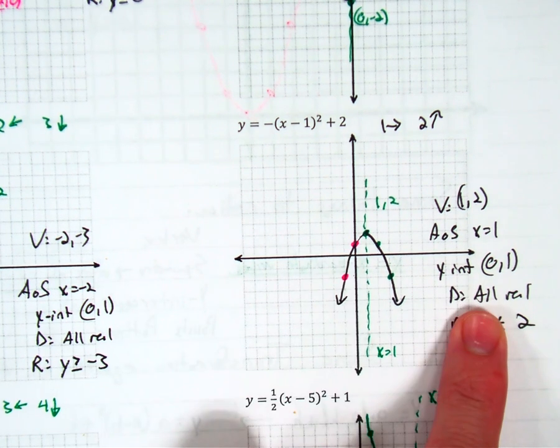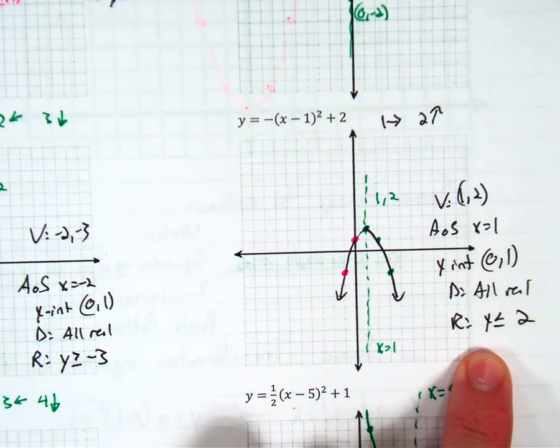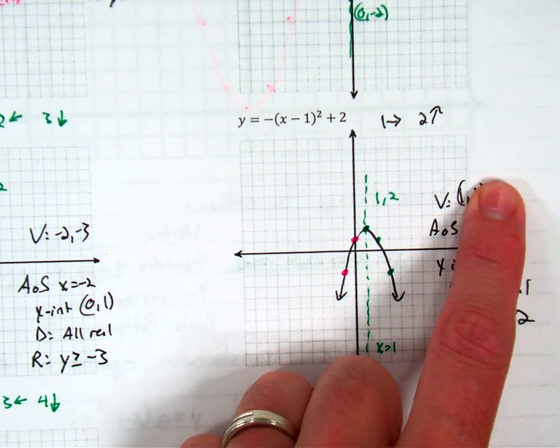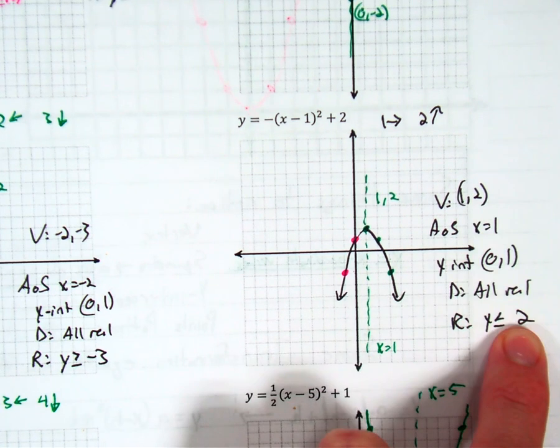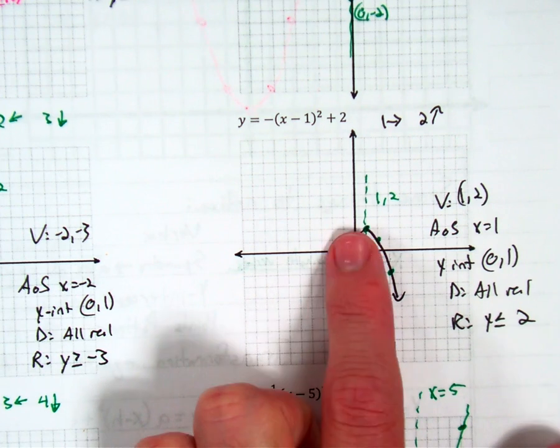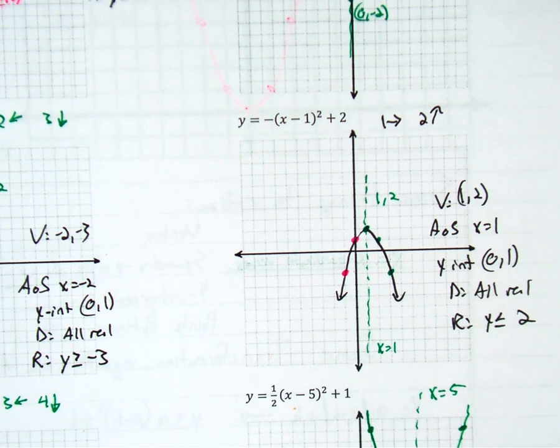Domain is always all real numbers. And our range should match the y-coordinate of the vertex, which has a 2. We're going down this time, so y's are less than or equal to 2.